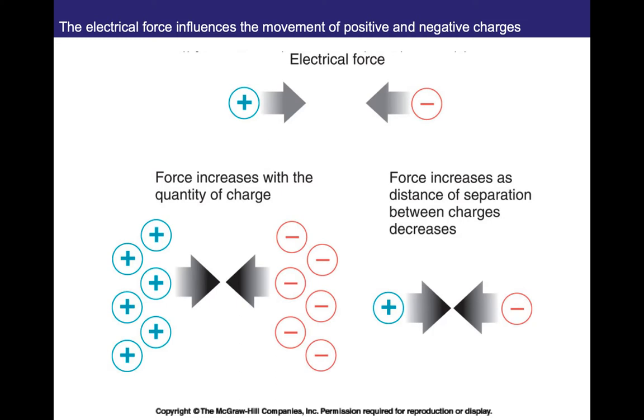Now, if you have a lot of charges next to each other, the force increases with the quantity of charge. So the more charge, the more force it's going to exert around it. Okay? Also, the force is going to increase as two ions become closer together. So as the distance shortens, the force is going to increase. Make sense so far?